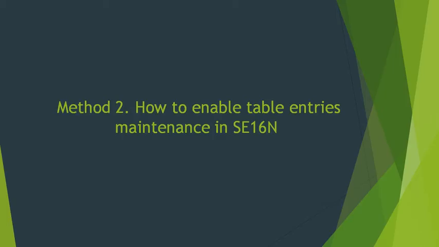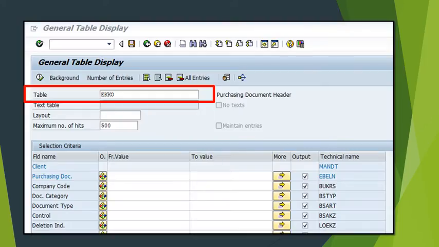Now we will see another method. This is a bit technical method, but this is also a simple method. Like we are going to do some debugging task. So in the table you are writing EKKO. Now switch on the debugging mode. Now various functional consultants will ask why we need to do a debugging task. So basic knowledge you should have. You should know how to debug a basic thing.